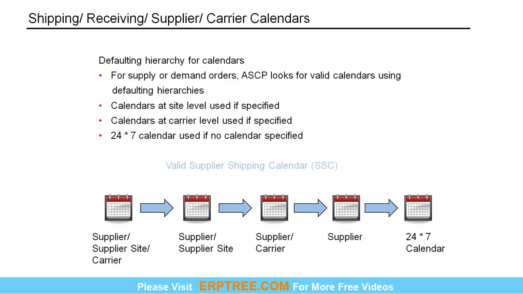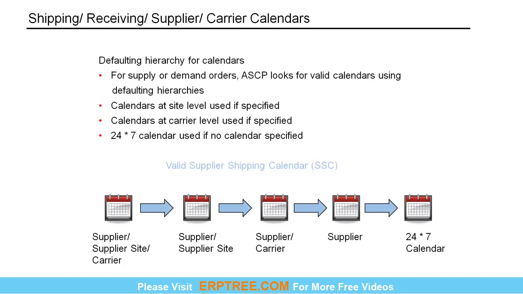As we see, there is an order in which the calendars are honored. For example, the supplier side calendars are honored first, and then the supplier site or supplier calendar, then the carrier calendar, then the supplier calendar, and then the final organization 24/7 calendar are honored.